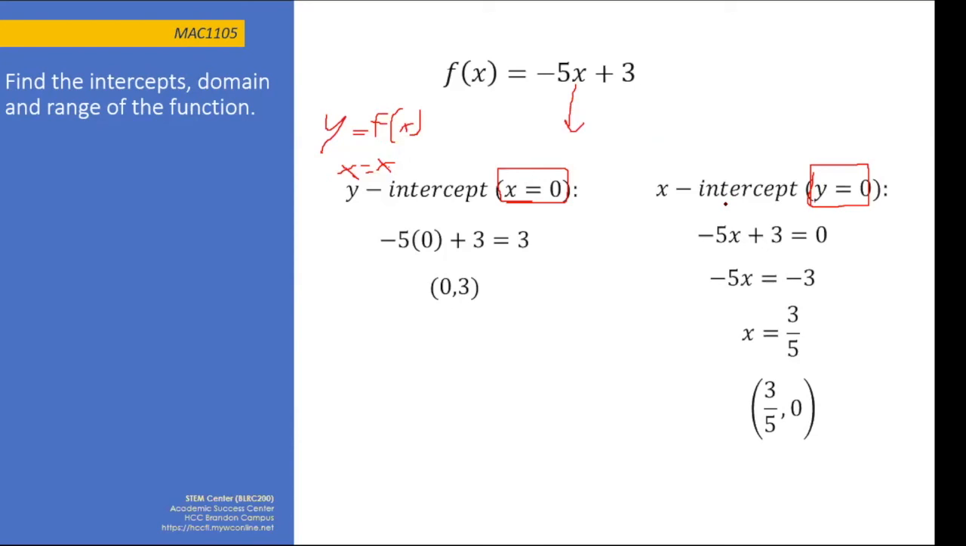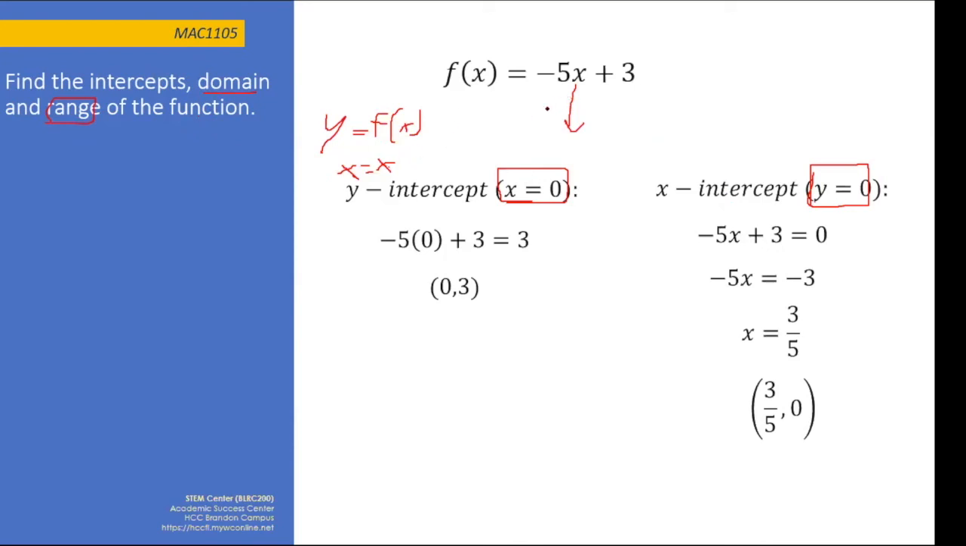Another important topic is domain and range. So when we deal with functions, domain and range are important. What are they? Domain is the possible x values, the possible input values for your function. So what can you have for x? And then the range is what can you have for y? So what can you get for your output?